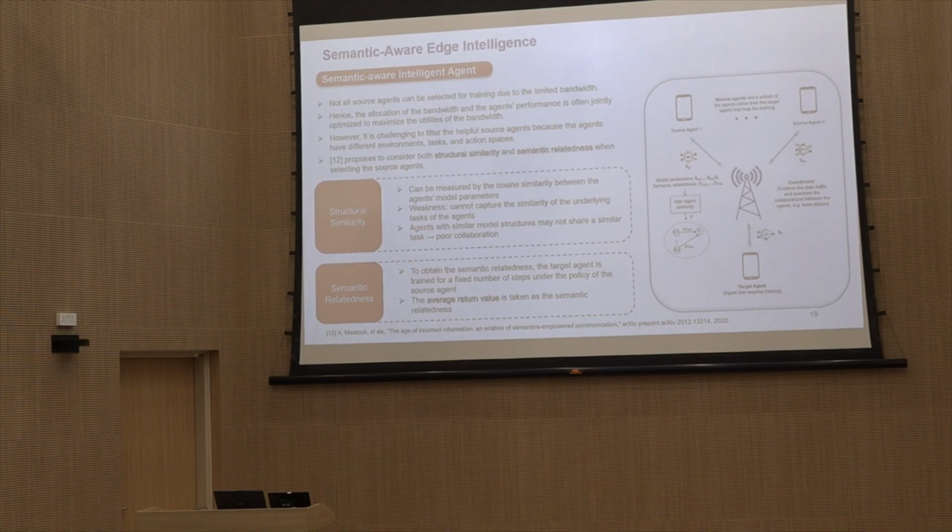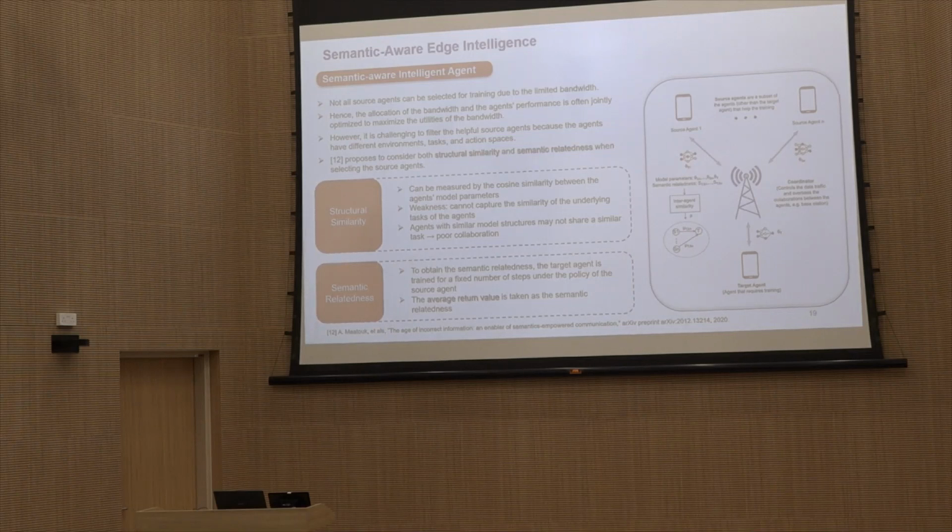For semantic aware edge intelligence, we can look at the semantic aware intelligent agent. Not all source agents can be selected for training due to the limited bandwidth and energy supply. Therefore, the bandwidth allocation and the agent performance are often jointly optimized to maximize the utility of the bandwidth. However, it is challenging to filter the helpful source agent because the agent, which can be the mobile device, have different environment, tasks, and action spaces. So this paper, The Age of Incorrect Information, proposed to consider both structural similarity and semantic relatedness when selecting the source agent to perform the semantic extraction.